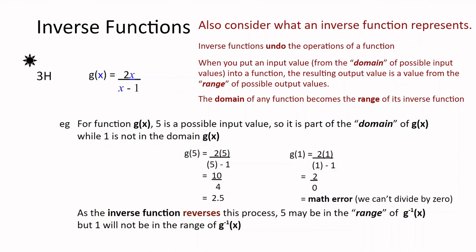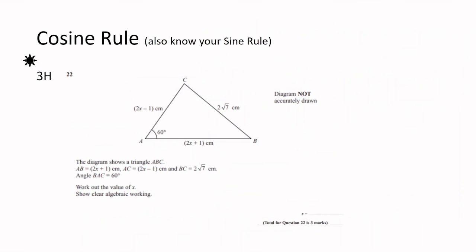This brings me to the conclusion that the inverse function of function g may have 5 in its range. It's a possible output value for the inverse function, but 1 will not be in that range. So if 1 is not a possible input value to the function, then 1 is not a possible output value for the inverse of that function. Now, if this is the first time you thought about the implications of the inverse function on what your range or your domain might be, you may want to hit pause right now and have a think about that before we move on.